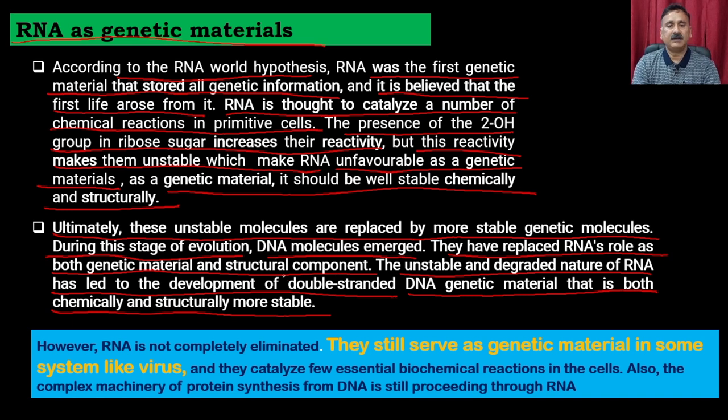So, according to the hypothesis, RNA was the preferred genetic material in the primitive cell. During evolution, the cell found that RNA is good as genetic material because it reduces the steps. You don't have to go through transcription; you can directly use that information to produce the protein. But on the other hand, it is unstable. So what they have done is convert the RNA into double stranded DNA, and that's how you bring more chemical as well as structural stability into the structure.